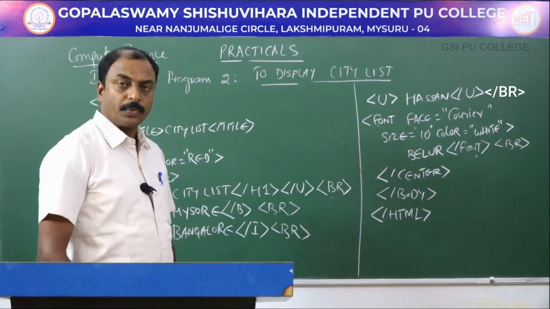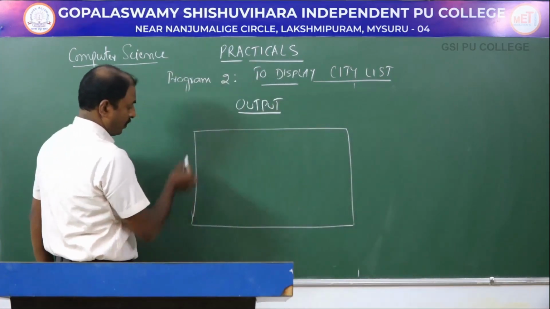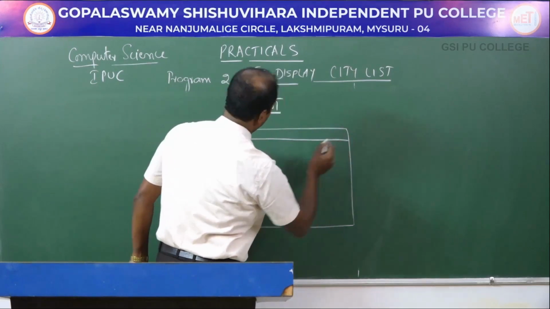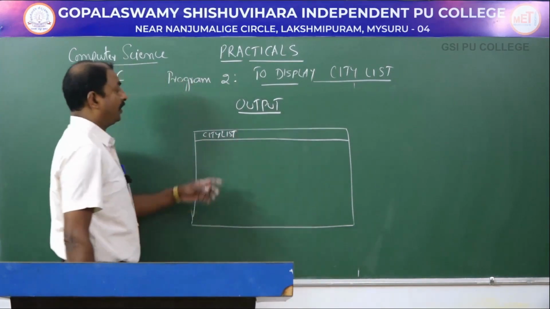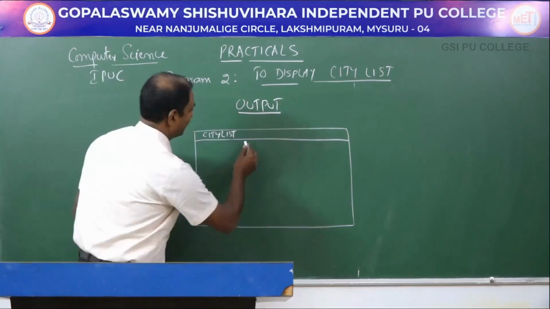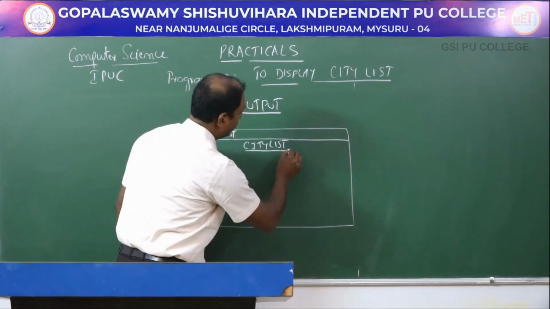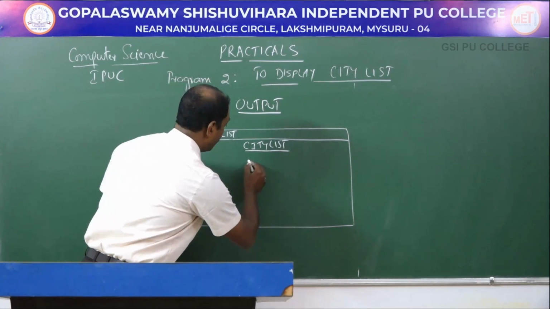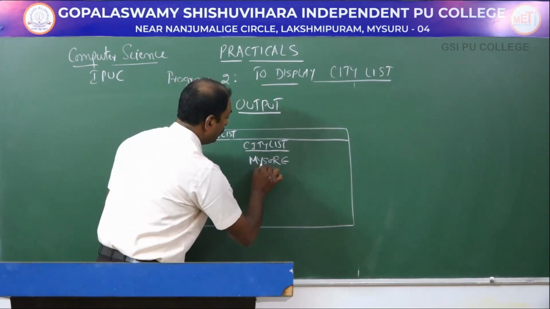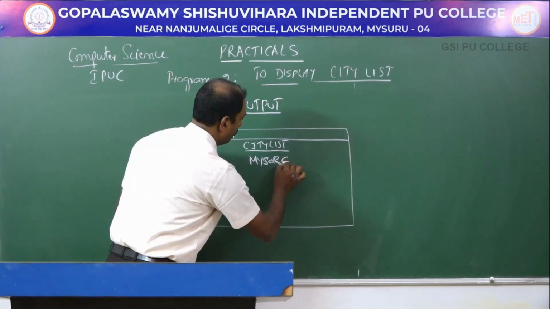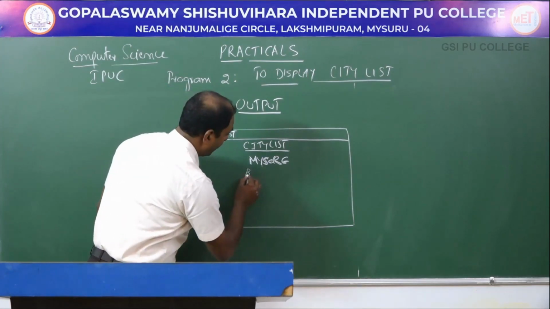Students, the output of the program will be displayed in a web browser window. This is the title bar. Here, what you have written inside the title tag, city list, will appear. City list will be underlined, and below we have, one by one, Mysore, which will appear in bold. Next one is Bangalore, which will appear in italics.